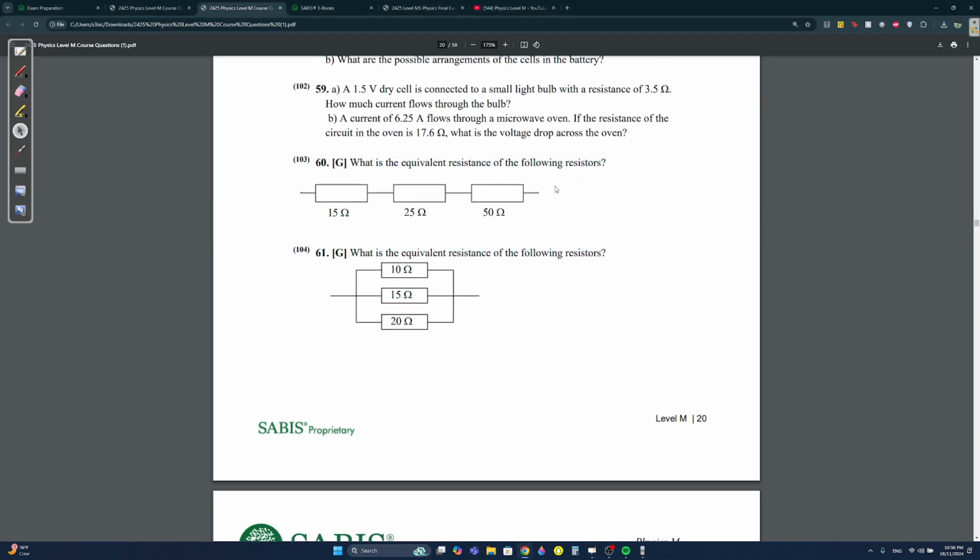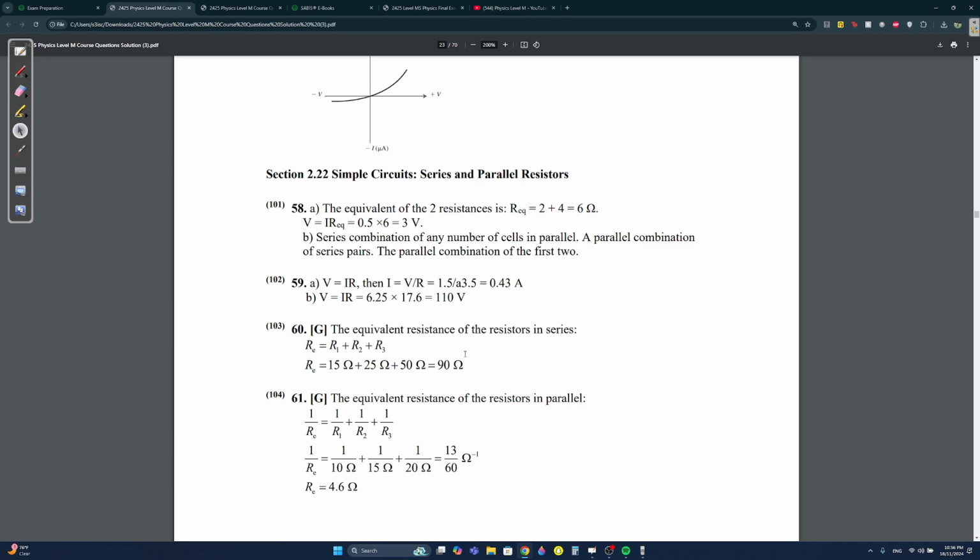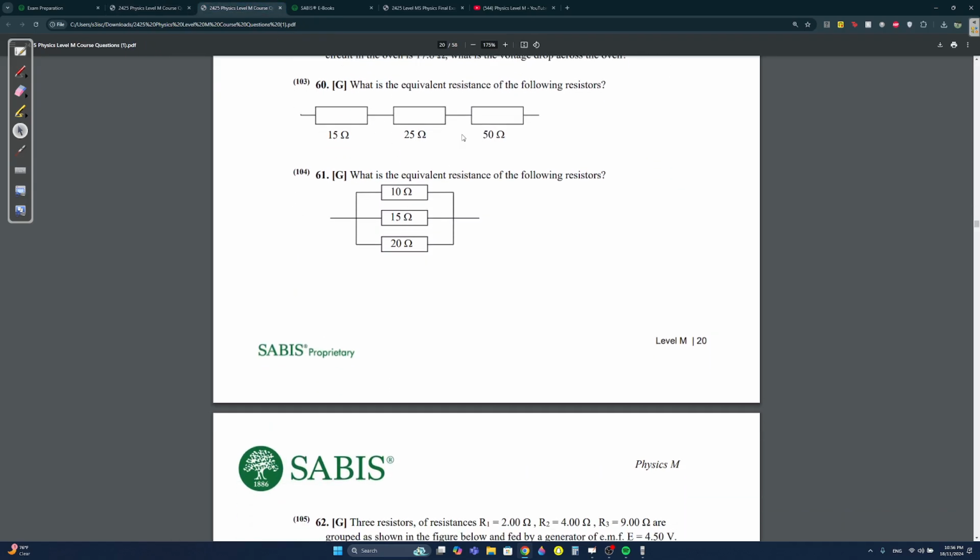What's the equivalent resistance of the following resistors? If they're in series, you can simply add them up. So you're simply going to get 90, I think. 90, yes. 15 plus 25 plus 50.